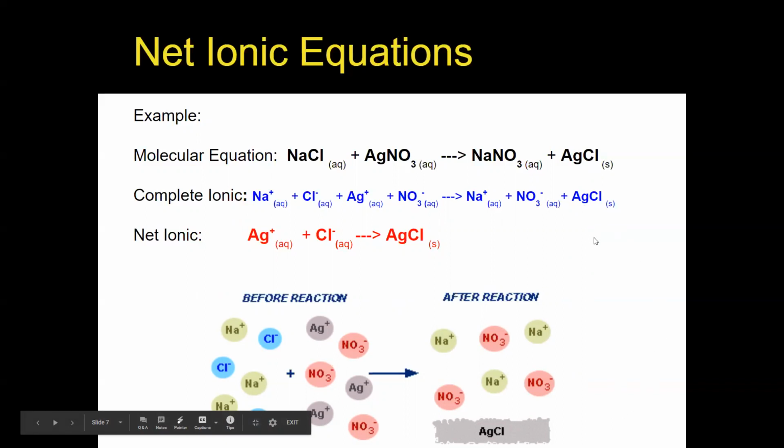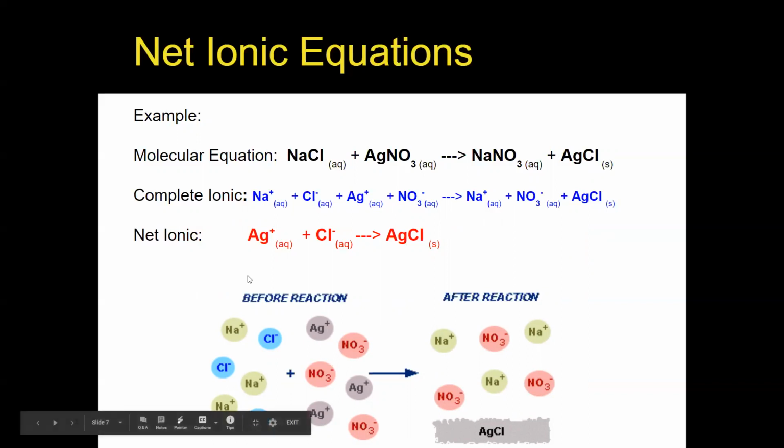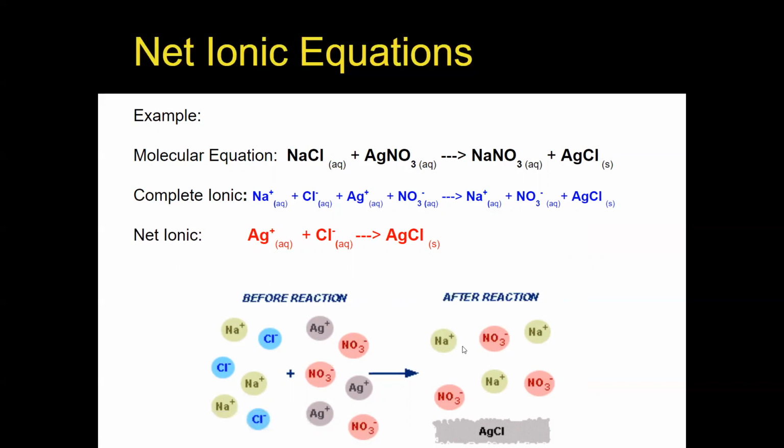So really, the only reaction that took place here is the reaction between the silver and the chlorine, because really nothing happened between the sodium and the nitrate other than the two compounds broke apart over here. Nothing else happened with those. You see, they're still in solution before and after. The only actual bonding that took place was between silver and chlorine. So that's what happens when we write a net ionic equation.